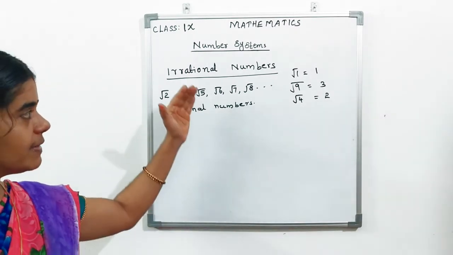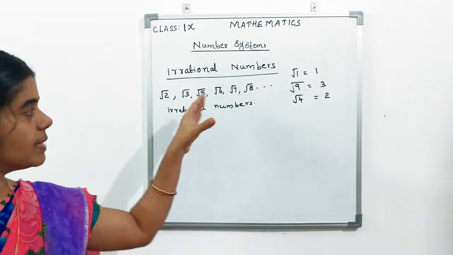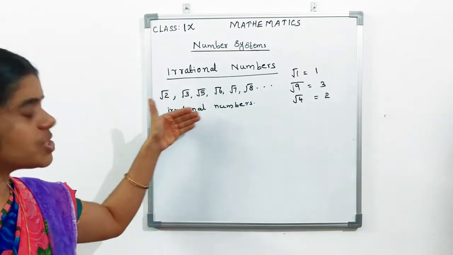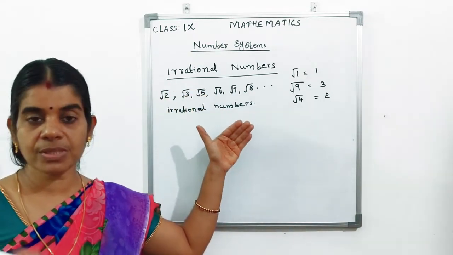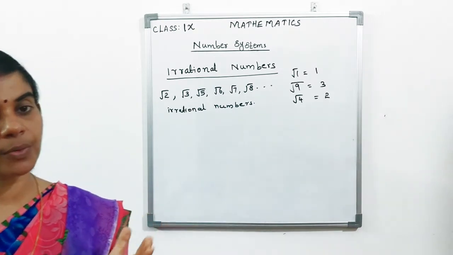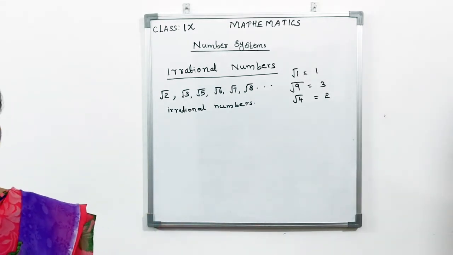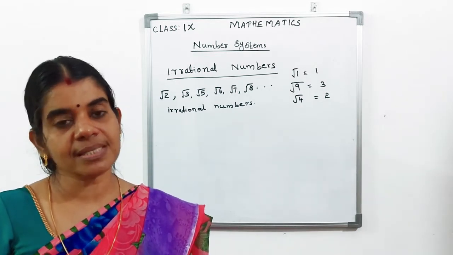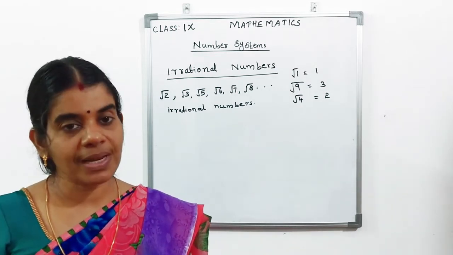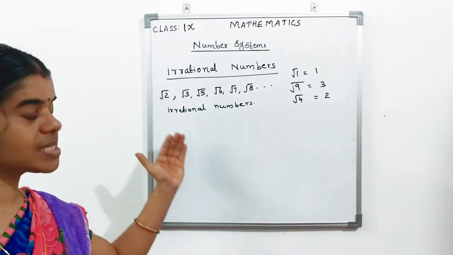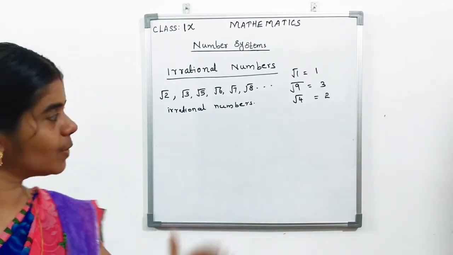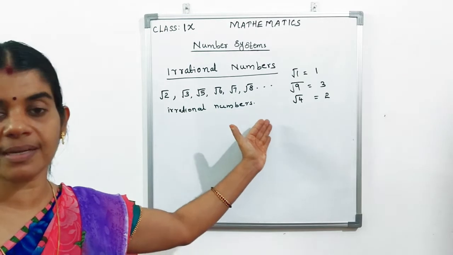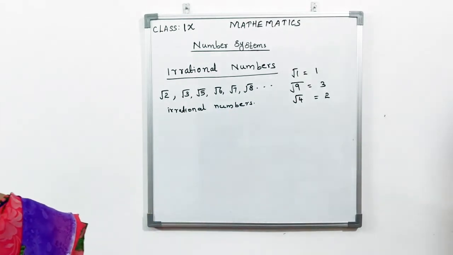Now I am giving only a direct definition: the numbers which cannot be written in the P by Q form. But in the next coming part we will discuss irrational numbers clearly, its decimal expansion, all we will explain at that time. Now you understood all these numbers come under the category of irrational numbers.